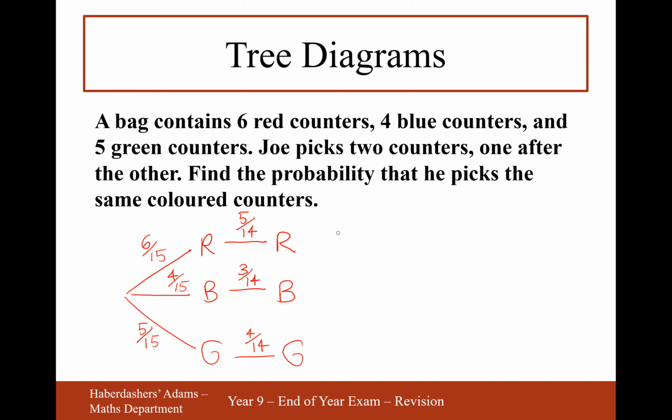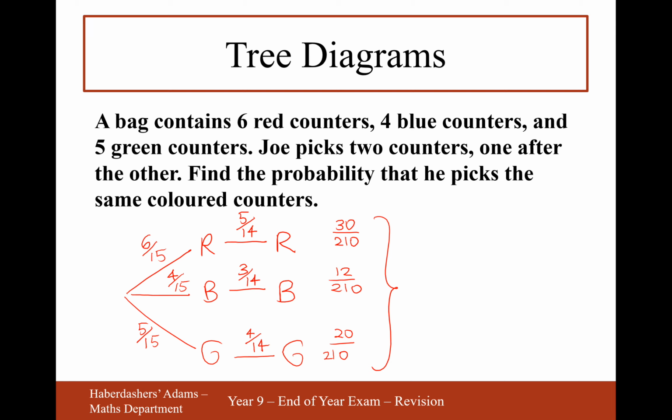Working out the probability of red then red, you multiply the probability as you go along the branch. That would be 30 out of, I'll just check on the calculator, 15 times 14, that's 210. Remember, to multiply fractions, you do top times top, bottom times bottom. On the next one, blue then blue, 3 times 4 is 12 over 210. And on the green, it'll be 5 times 4 is 20 over 210.